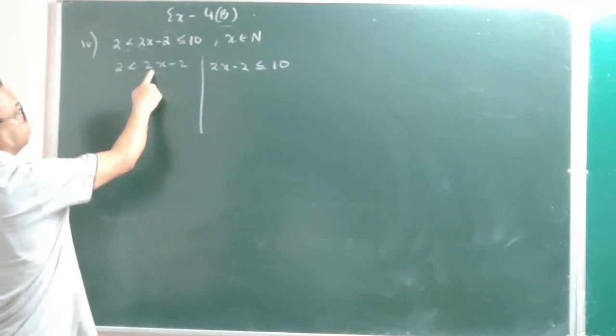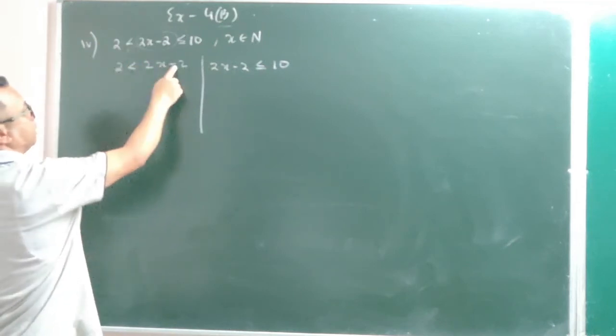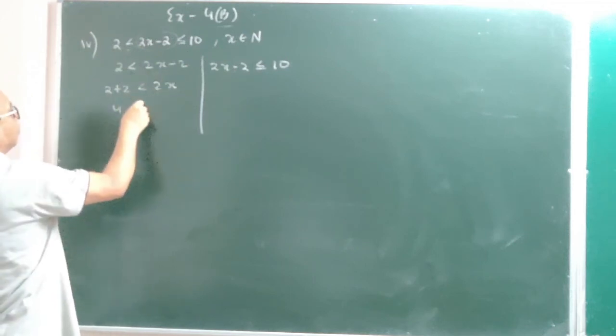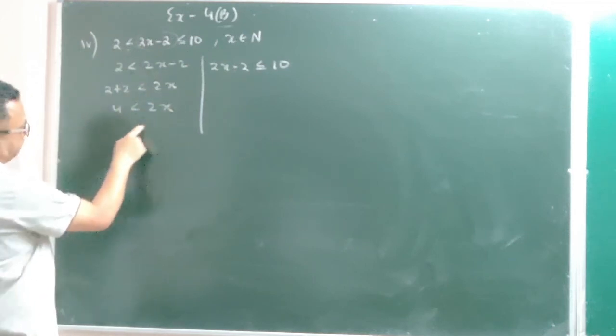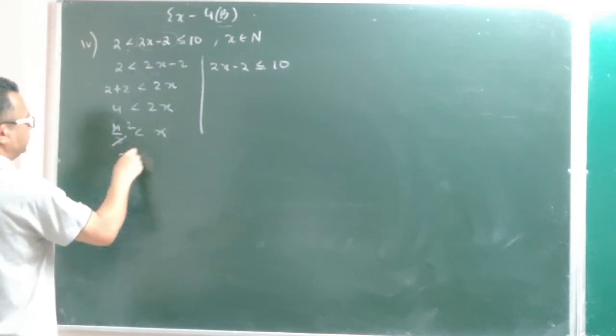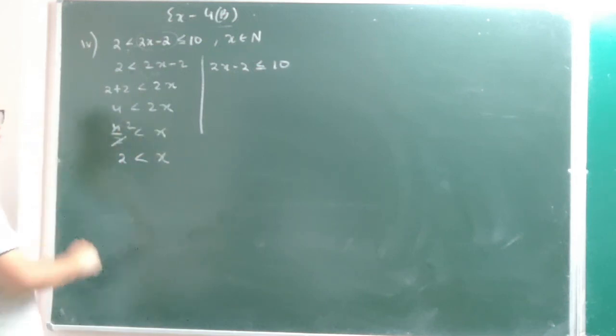So 2x is positive, keep it there only, don't take it to the left side. Minus 2 you bring to this side, it will be 2 plus 2. Here you have 2x is greater than 4. Now to attach x, take the 2 to that side to divide. So 4 by 2, cancelling it, you can say x is greater than 2.